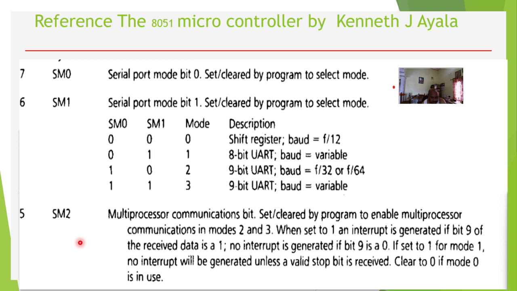When SM2 is set to 1, an interrupt is generated if the 9th bit of the received data is 1. The data which we are transmitting from one microcontroller will be initially buffered in TB8, and after receiving it in RB8 of the receiving side microcontroller, if the 9th bit of such received data is 1, then TB8 will have been 1 at the transmitting side. No interrupt is generated if the 9th bit is 0.